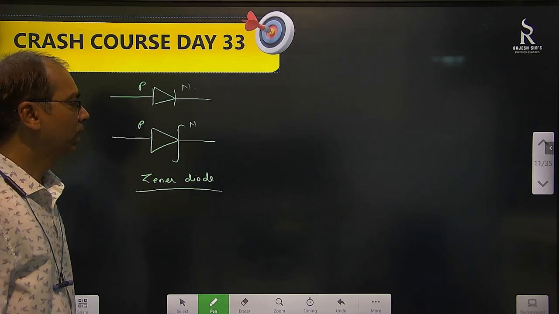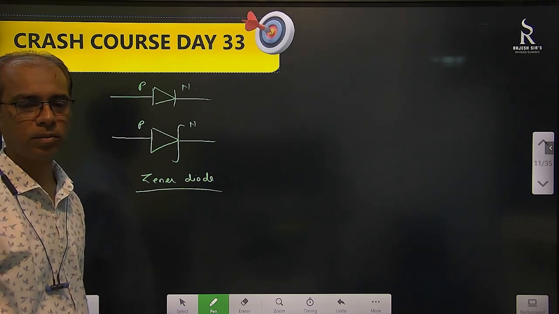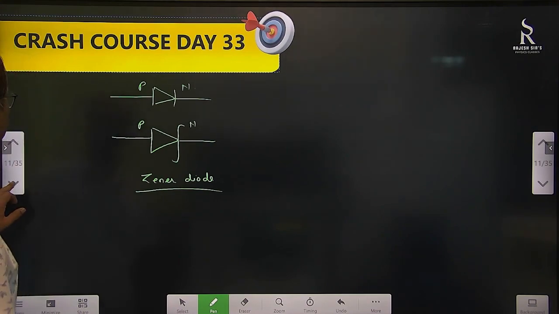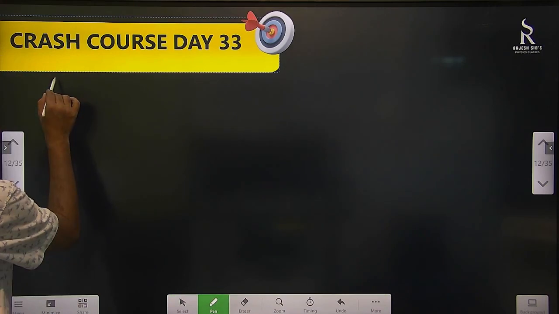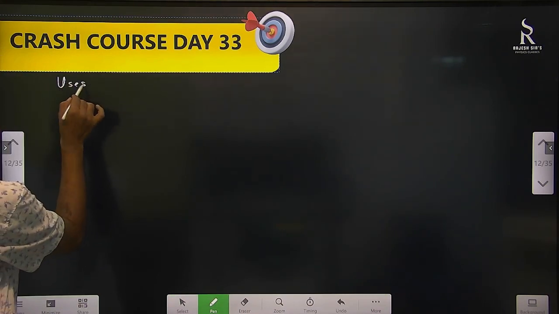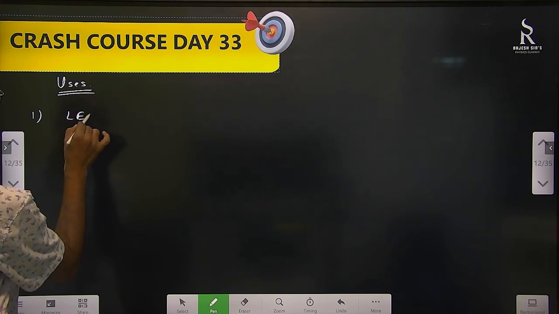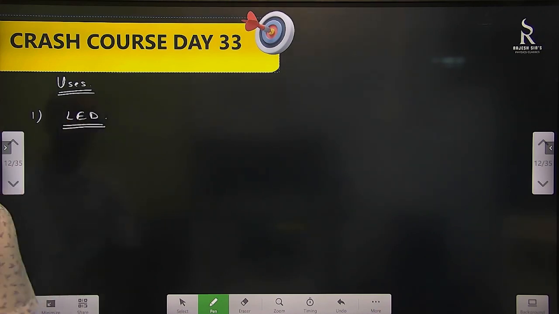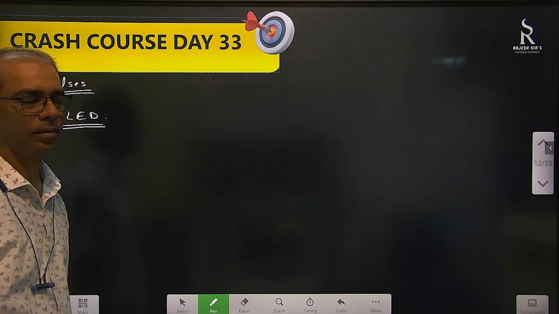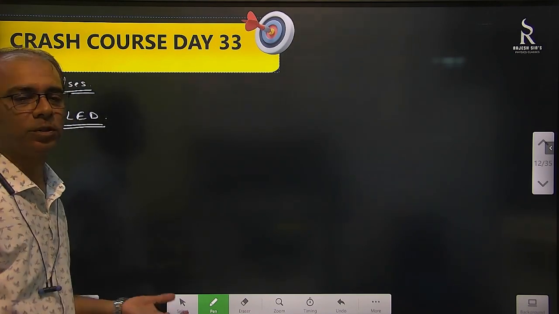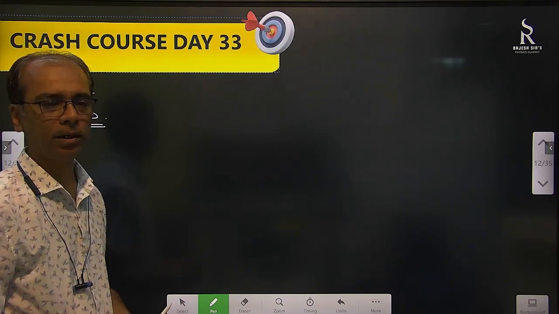Right? Now, where are we going to use PN junction diodes? What are the uses, what are the applications? Let's say first we talk about LED, light emitting diode. Okay, what do we have in a light emitting diode? That should be a diode, that is a PN junction diode, and it should emit light. LED.